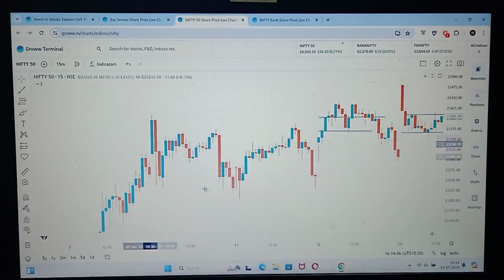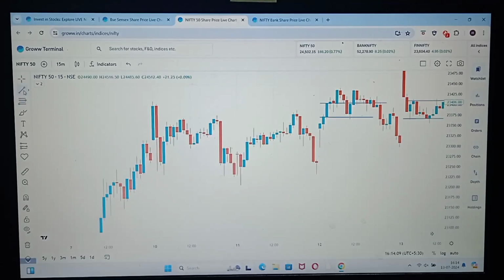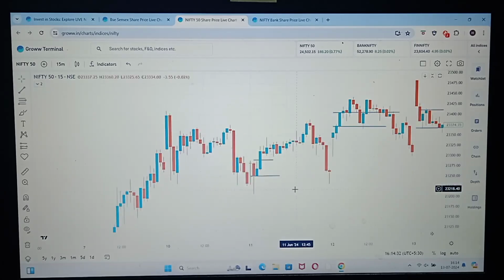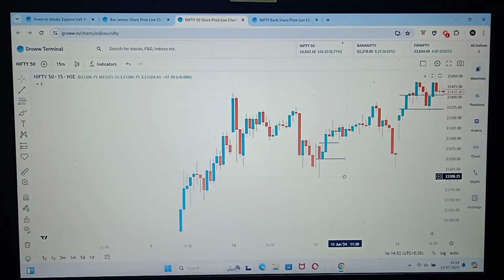So again you can see this 9:45 candle marking the high and low. You can see at 10 a.m. we are getting a trade around 23,291. We are getting 30 points easy, trailing our stop loss. The rally is upside, so easy.